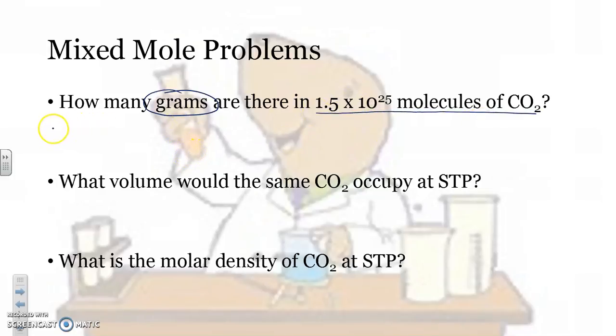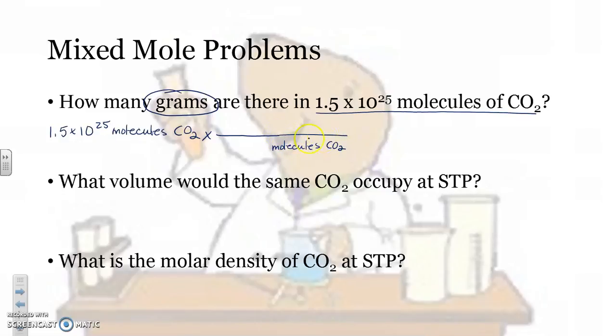We always want to start with the number in the problem. So to set this up, we would write out 1.5 times 10 to the 25th molecules of CO2. We're going to multiply this by a fraction. Since molecules is here, we're going to pull it straight down, and it's going to be on the bottom of the next fraction so that it will cancel.